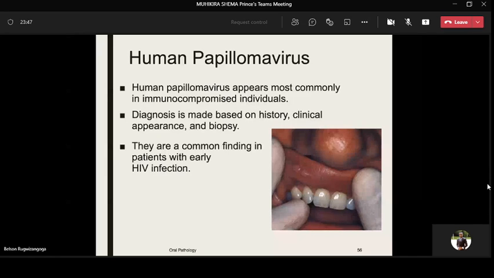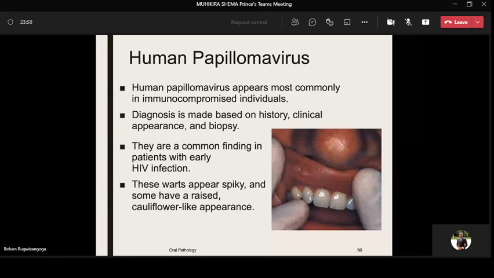So these lesions caused by HPV are commonly found in patients with HIV infection, meaning not yet in the AIDS stage. They appear as warts, like cauliflower. So we call them condyloma, especially in the anogenital areas, condylomata acuminata.